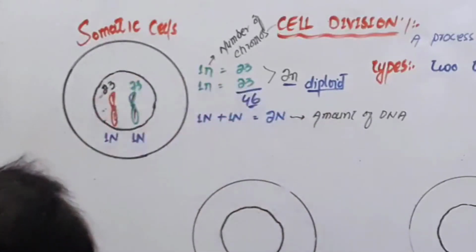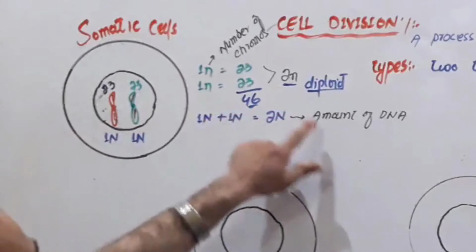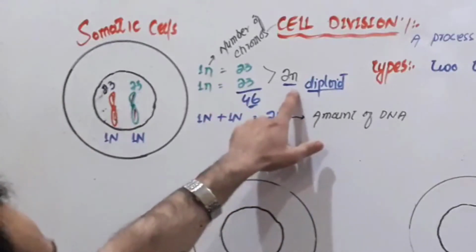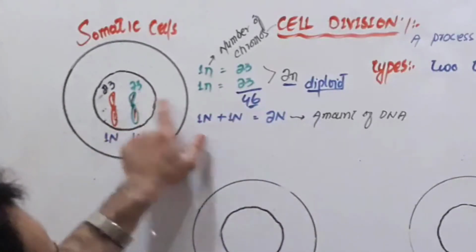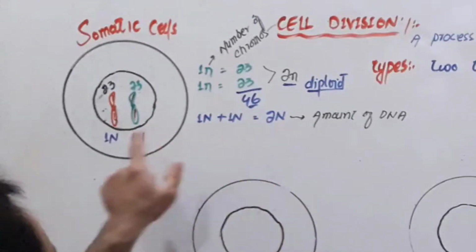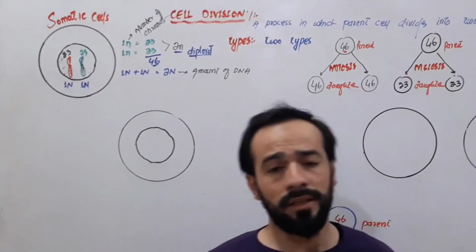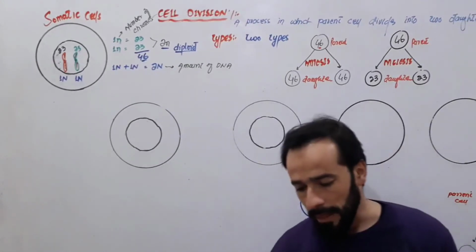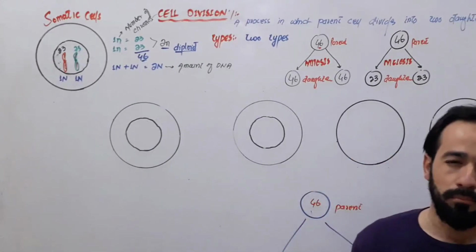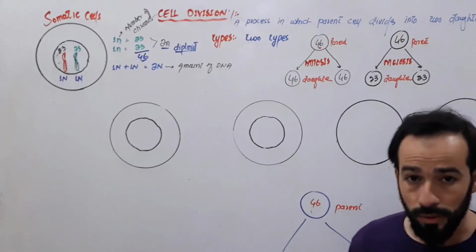So this cell is 2 small n and 2 capital N. 2 small n means it has 46 chromosomes, and 2 capital N means it has an amount of DNA equal to 2N. Why? Because 1 N DNA came from my father's side and 1 N DNA came from my mother's side. Now look, what will happen?